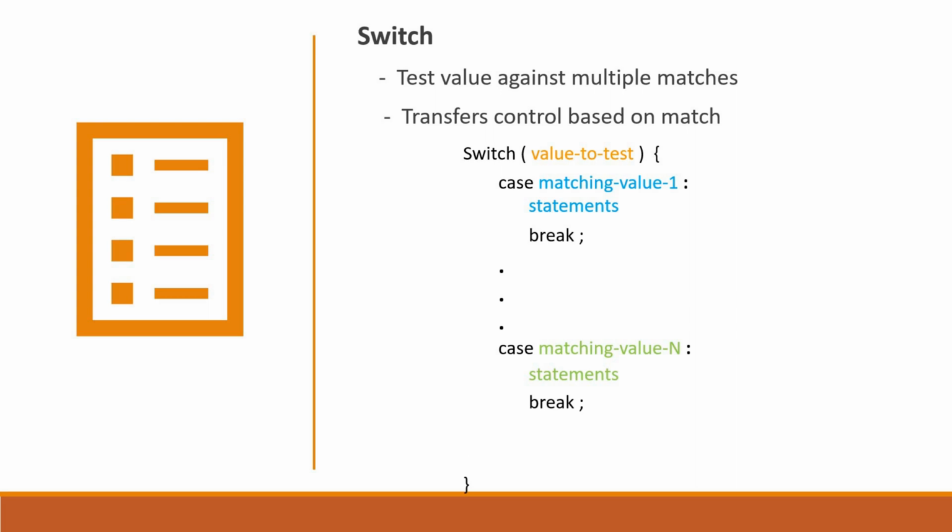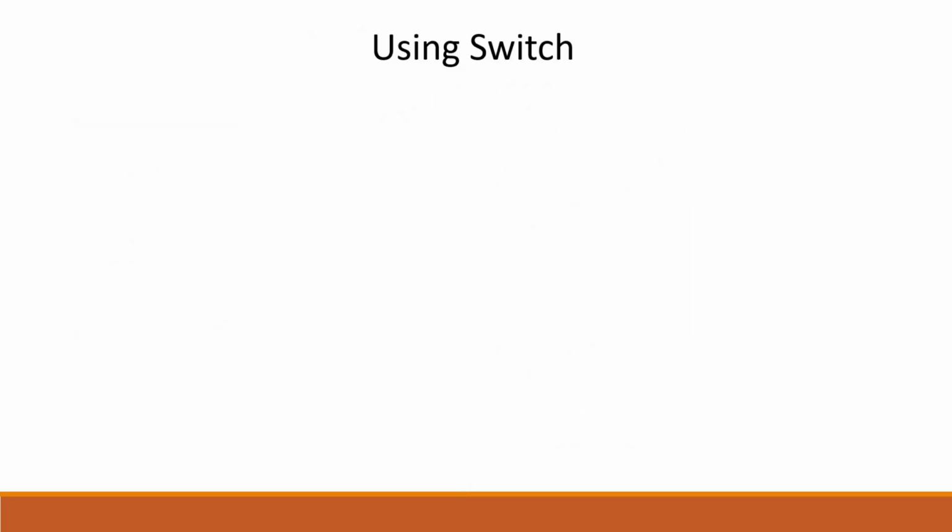The break keyword indicates that we want to jump out of the switch. Now switches can have a default case, and that's simply the code you want to run if none of the listed cases are matched.